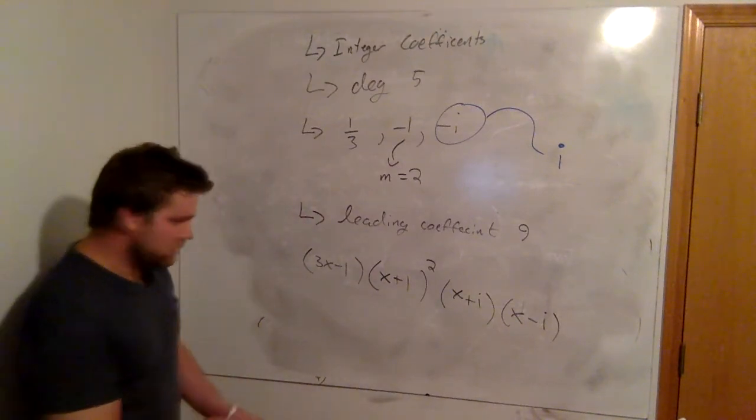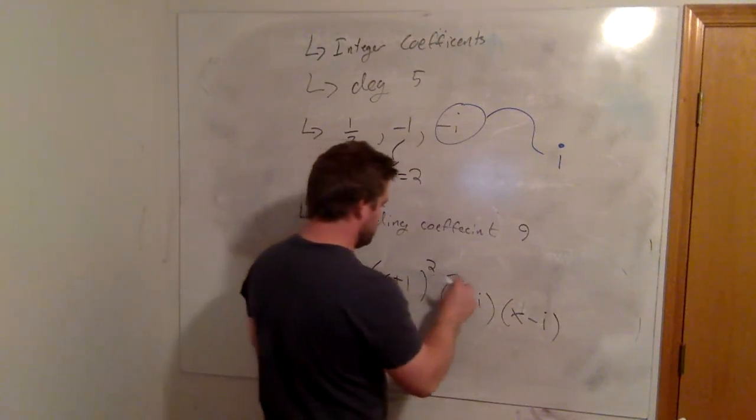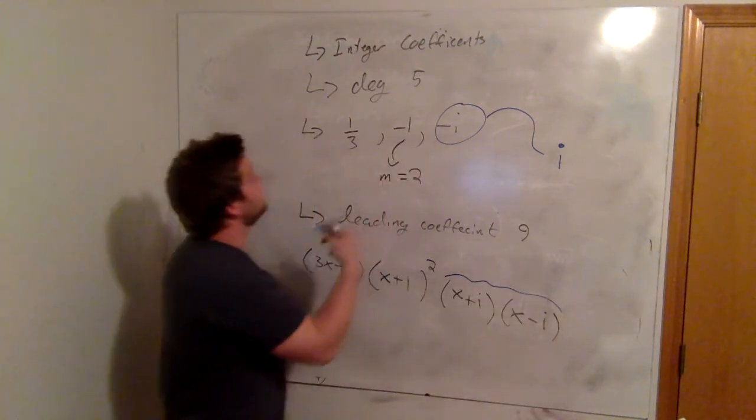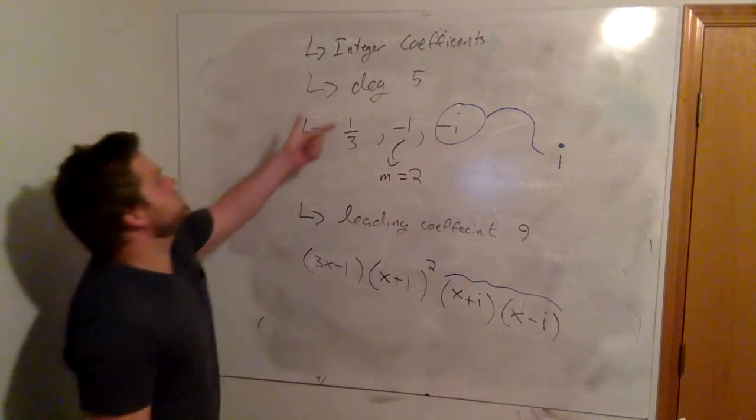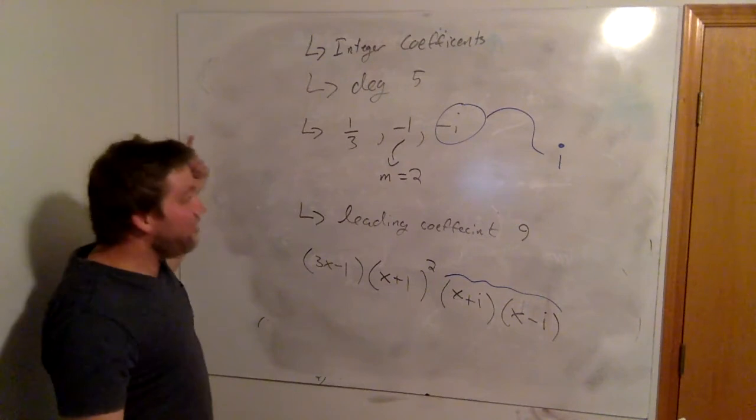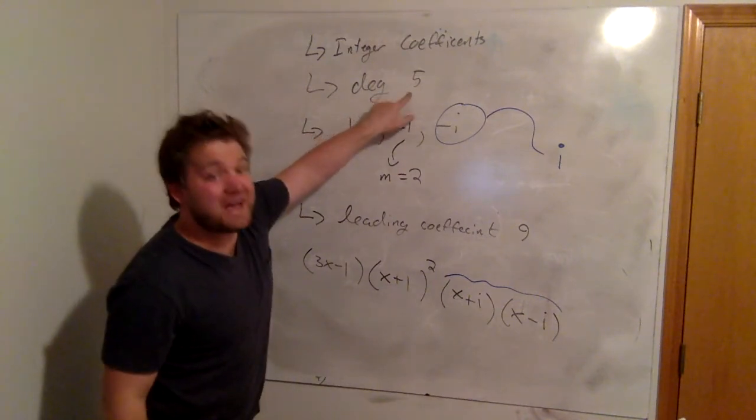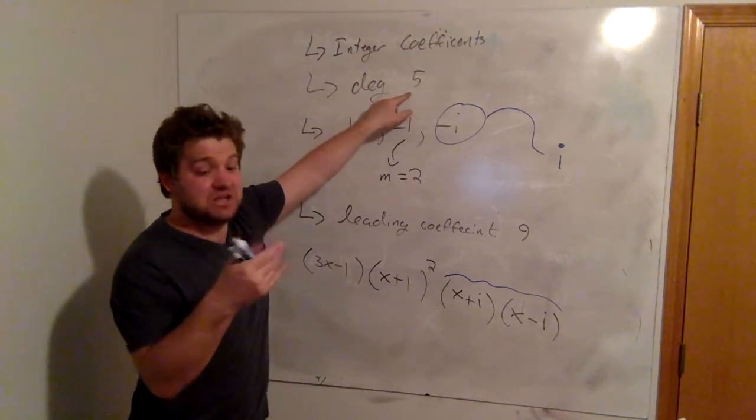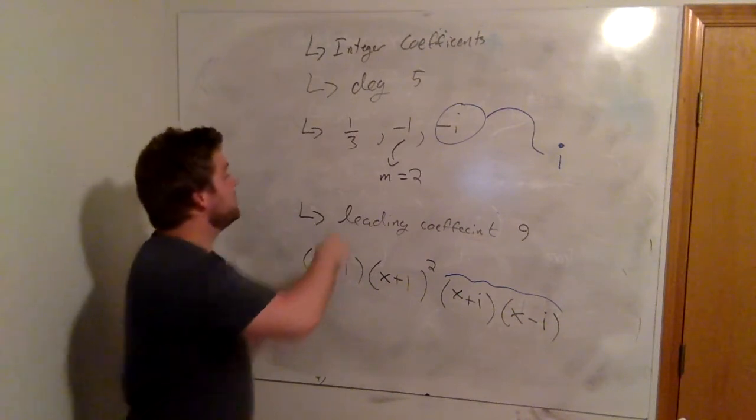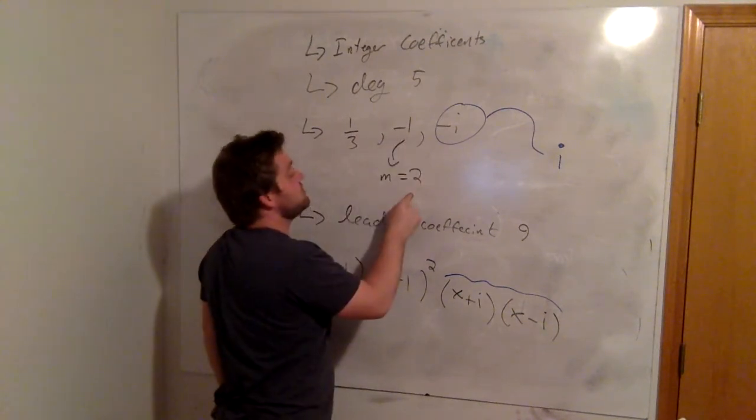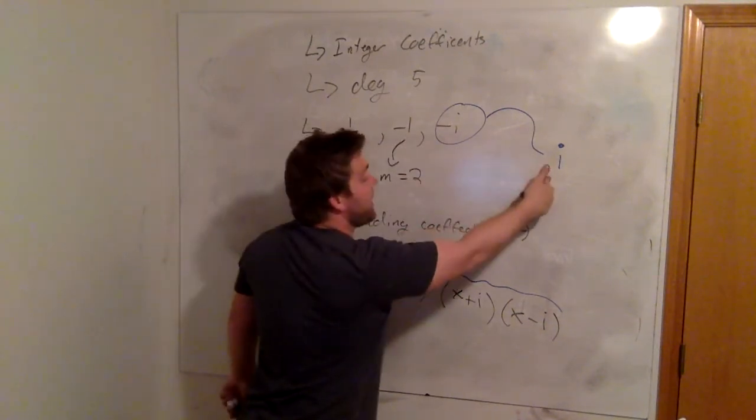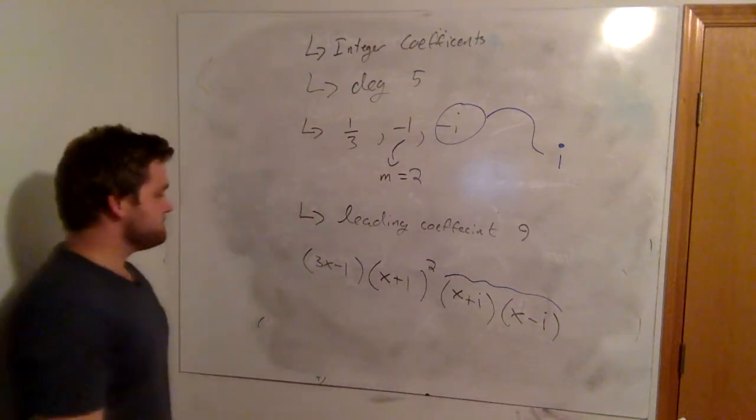Okay? So notice here that this had to be true for us to get integer coefficients. But also notice I needed to have a degree 5 polynomial, so I needed 5 roots. 1, I count this one twice, so 1, 2, 3, 4, 5. I needed the complex conjugate.